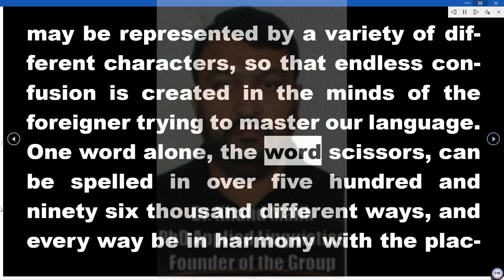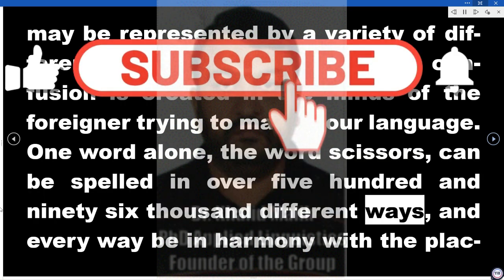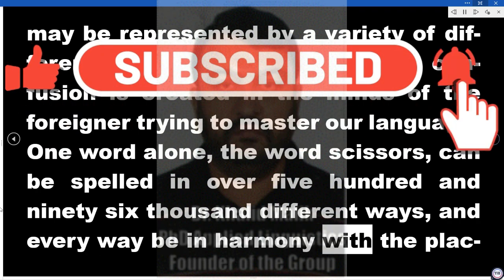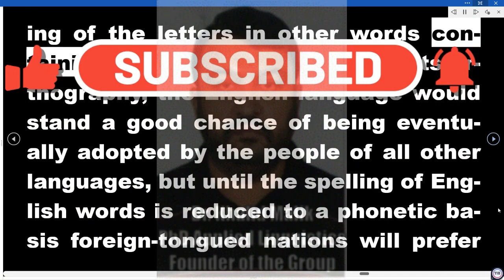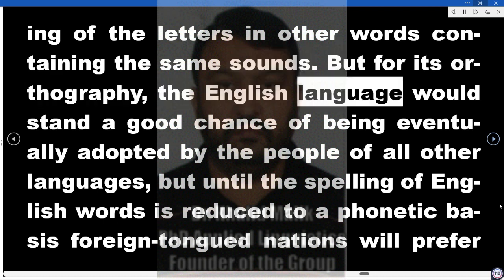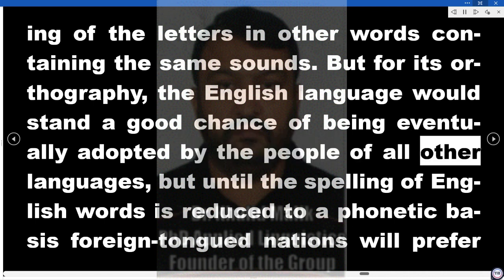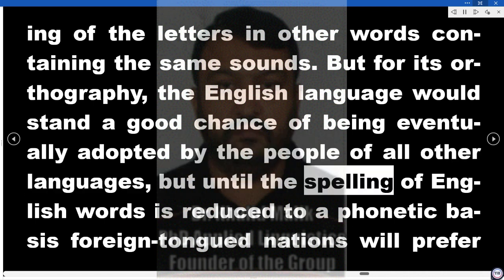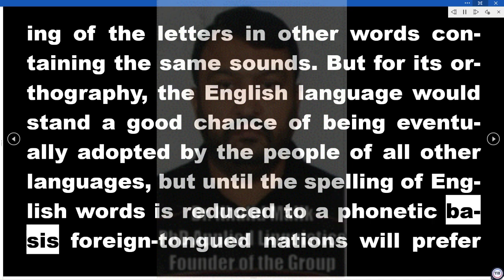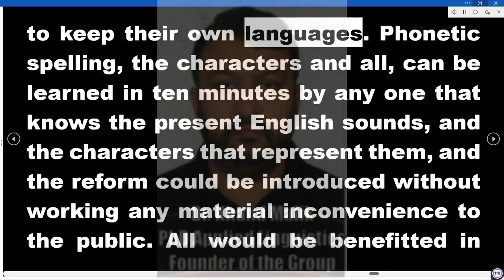One word alone, the word scissors, can be spelled in over 596,000 different ways, and every way be in harmony with the placing of the letters in other words containing the same sounds. But for its orthography, the English language would stand a good chance of being eventually adopted by the people of all other languages. But until the spelling of English words is reduced to a phonetic basis, foreign-tongued nations will prefer to keep their own languages.